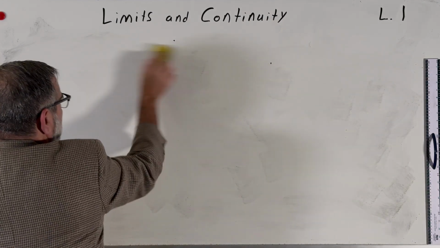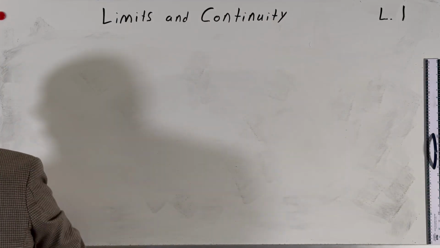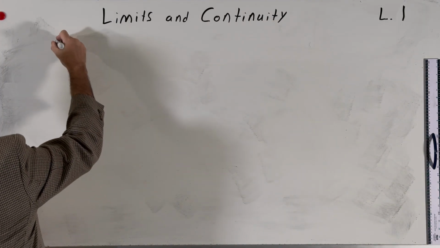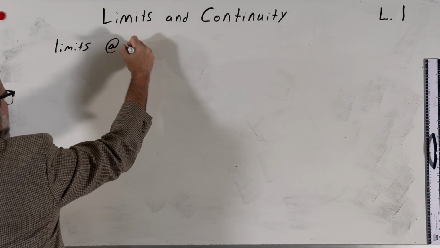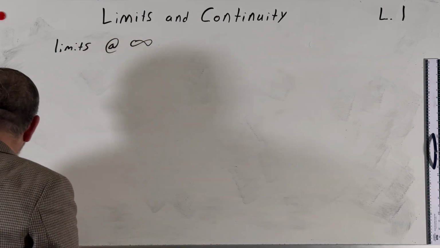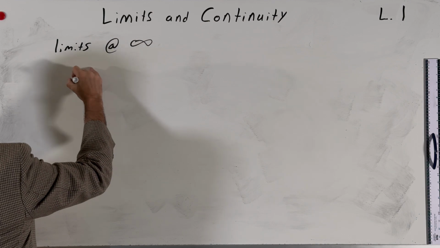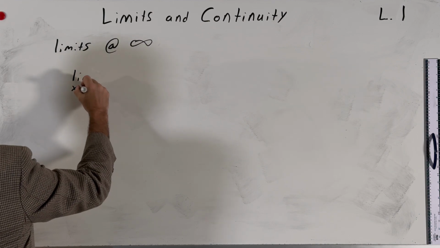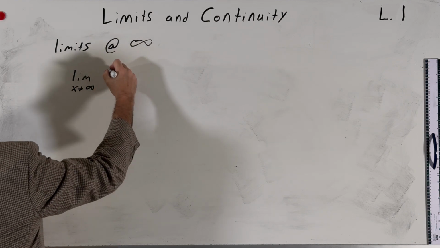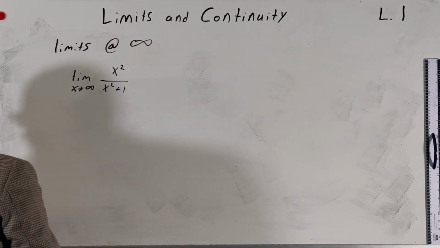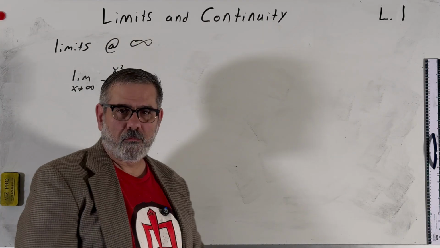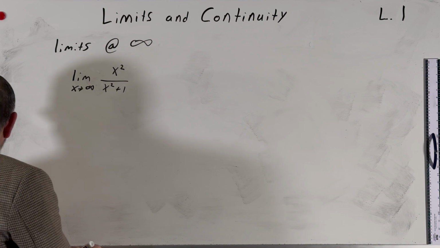Now let's talk about limits at infinity. So limits, not of infinity, but at infinity. So, for example, the limit as x approaches infinity of x squared divided by x squared plus 1. Okay? So what does this look like?